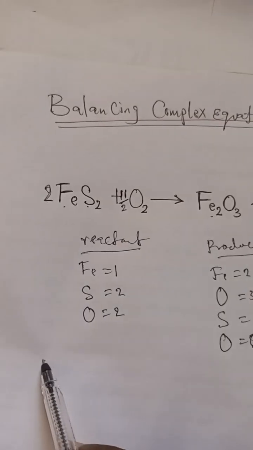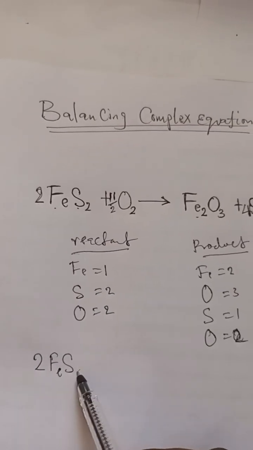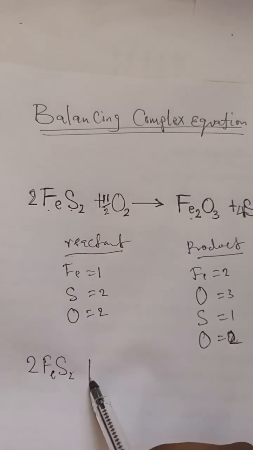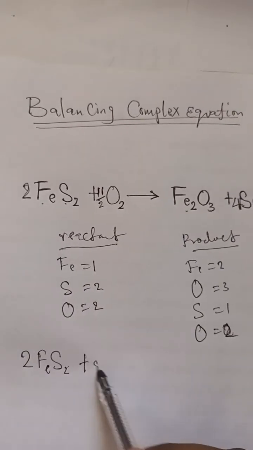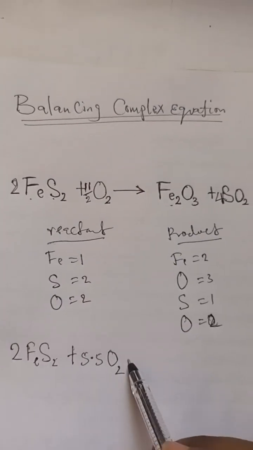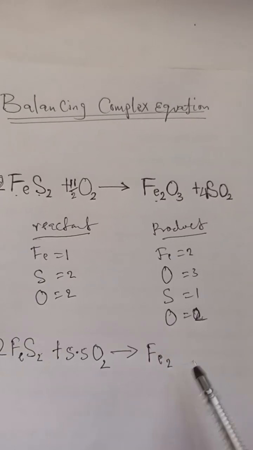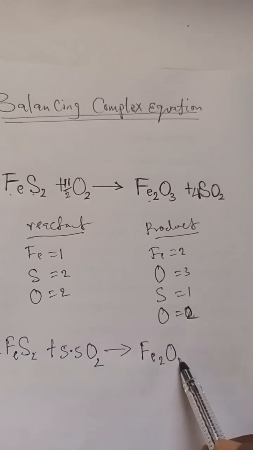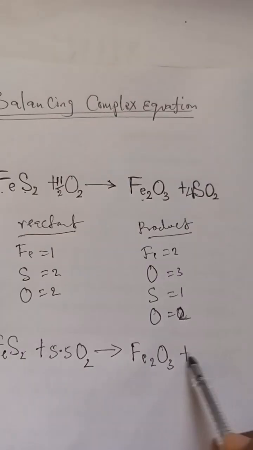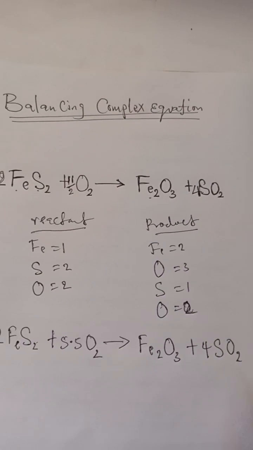So we have 2 FeS2 plus 11 divided by 2 is 5.5 O2 to give us Fe2O3, plus 4SO2. So this is what we have.